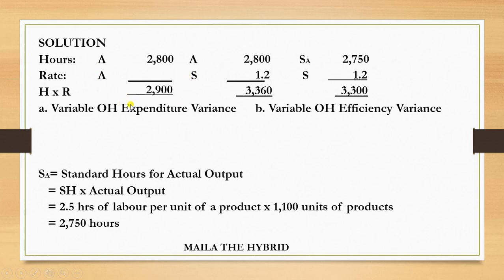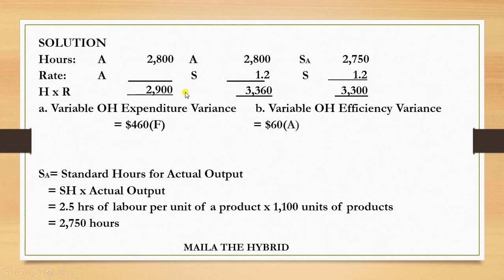So the variance here is called the variable overhead expenditure variance. It arises due to the difference between actual absorption rate and the standard absorption rate. And here, the difference is due to hours. This is actual hours worked, while this is standard hours for actual output. And so we call it variable overhead efficiency variance because it compares hours expected to be used and hours actually used.